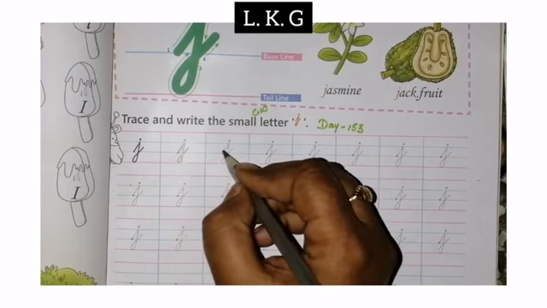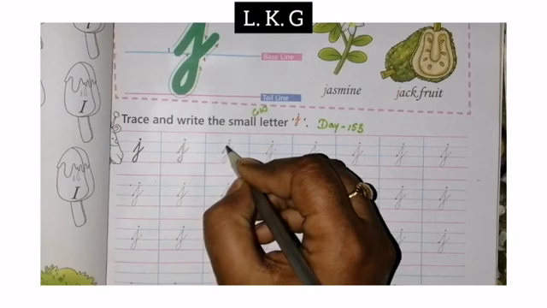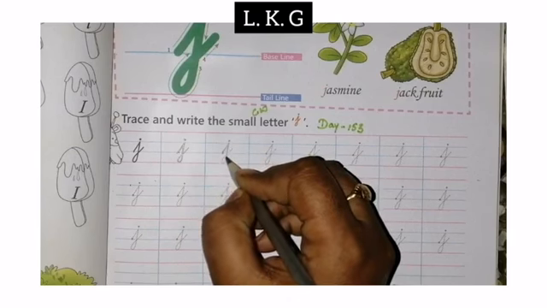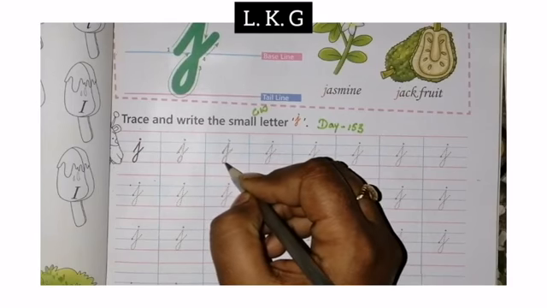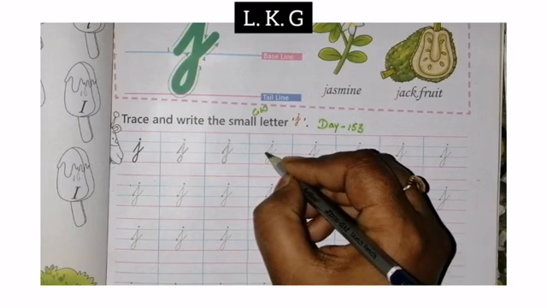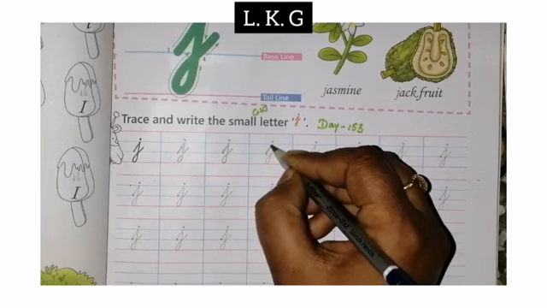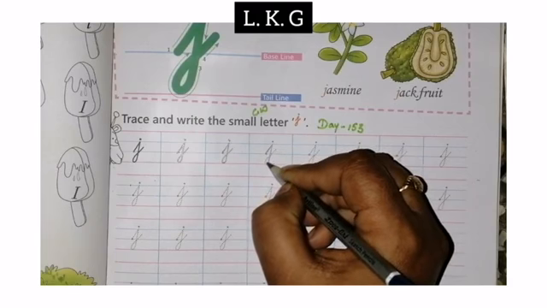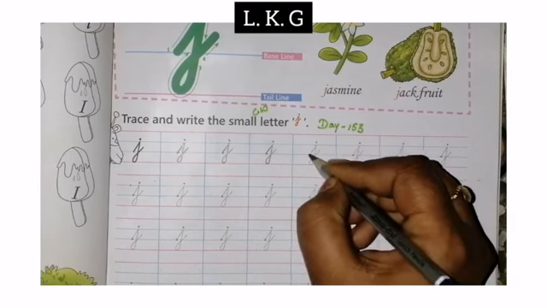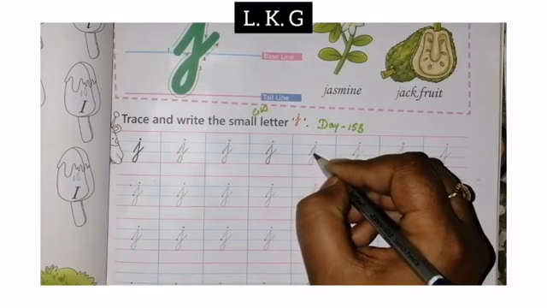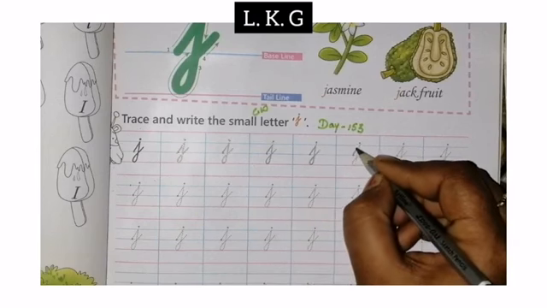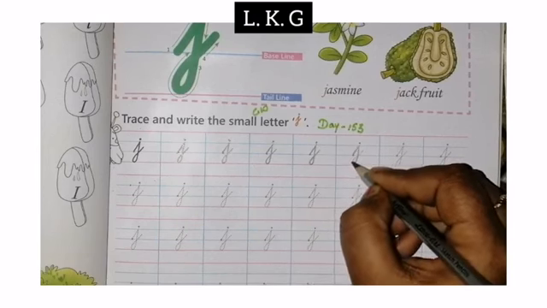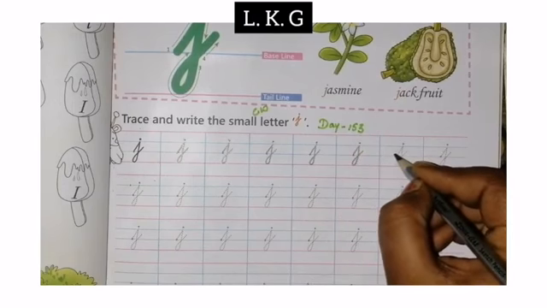Okay, again watch it carefully. Go up, come down, then move, then dot. J for jug, J for jasmine, J for jackfruit. You can say J for joker also. Okay, J for jug, J for joker, J for jasmine, J for jackfruit.